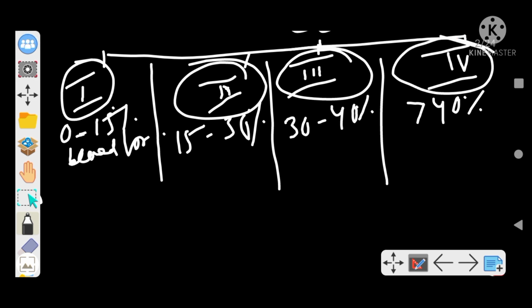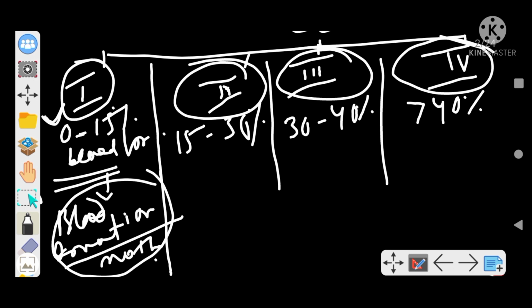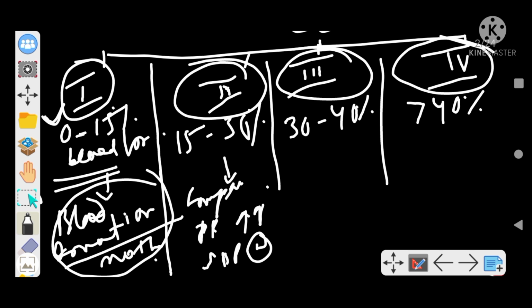In class 1, if we donate blood, nothing changes. Because it is a minimal amount of blood loss, we can even donate our blood; if we're in class 1 shock, no change will be seen. Now in class 2 there is compensation: the pulse rate increases, but systolic blood pressure is normal. So only pulse rate increases there.